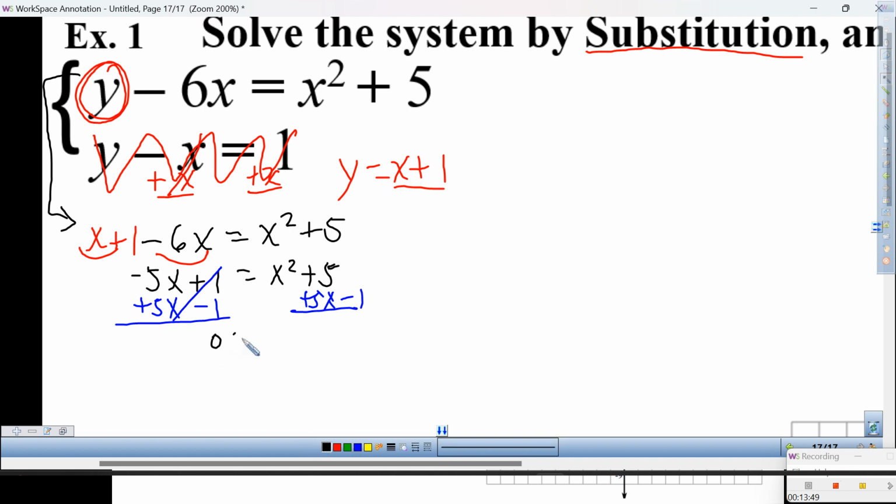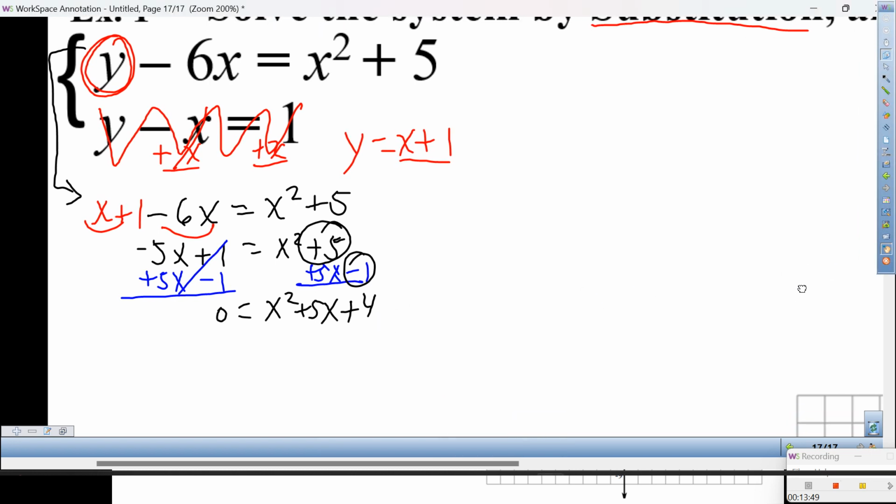0 equals x squared plus 5x. Is there another x to combine? No. 5x. And what is 5 minus 1? 5 minus 1 is 4. Fairly simple so far, yes?